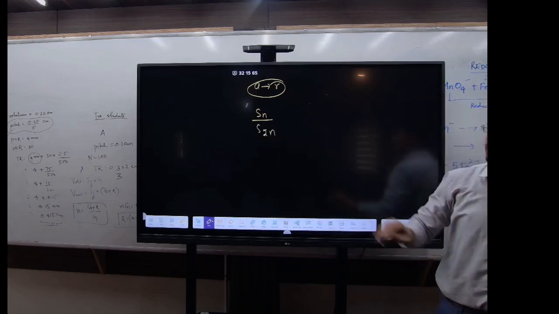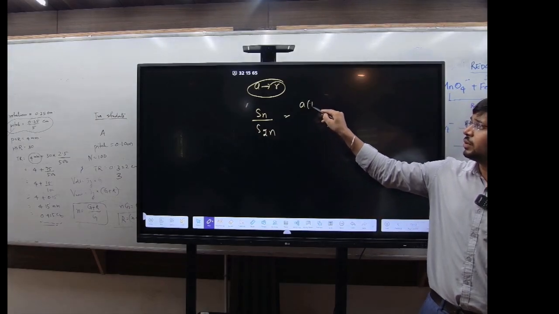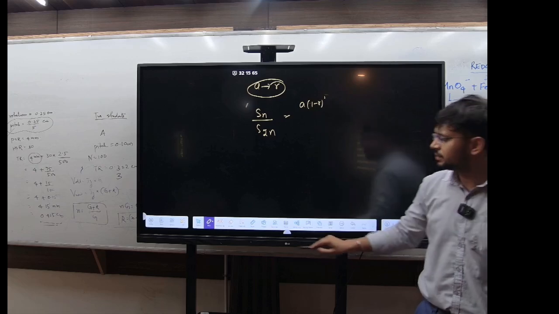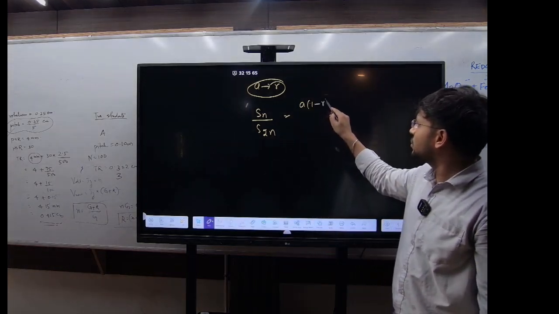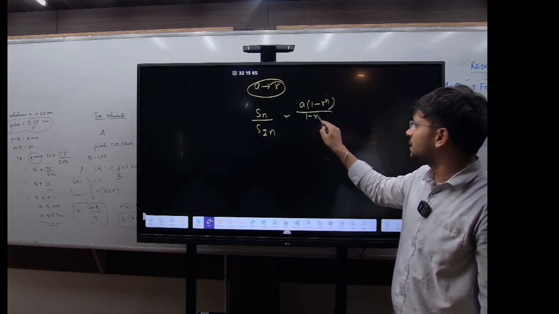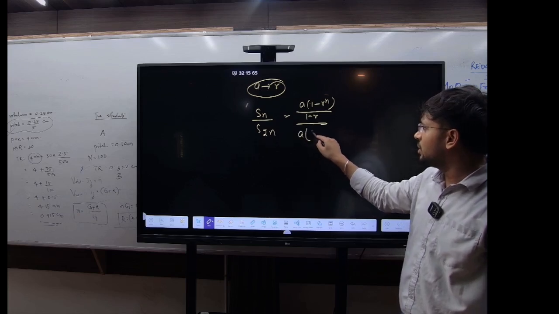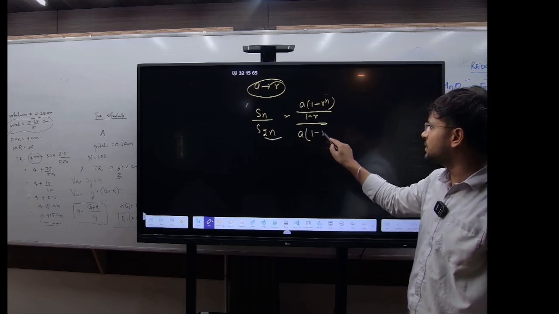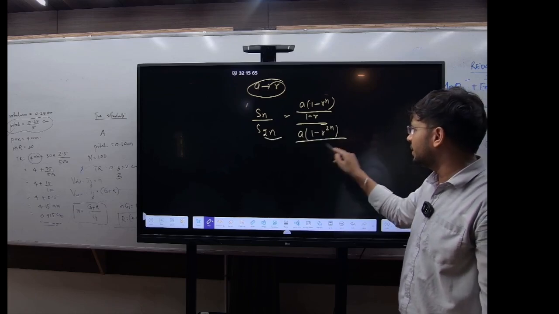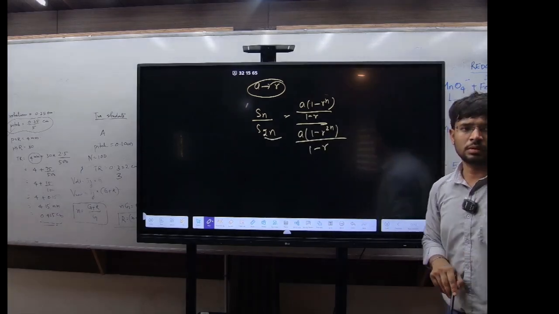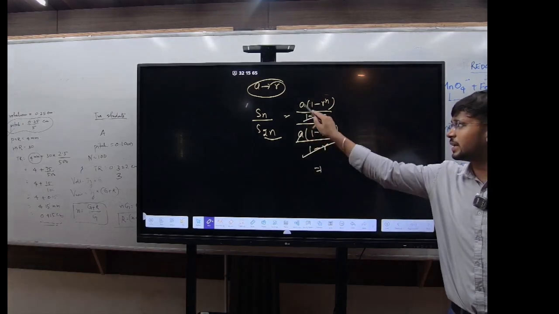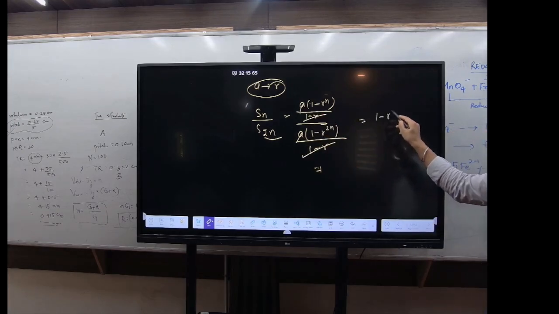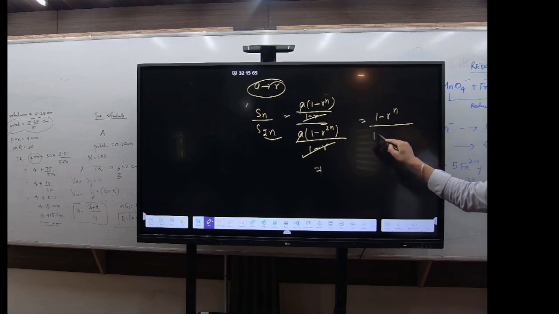What is the formula of the sum of n terms? A into 1 minus r to the power n divided by 1 minus r. And what will this be? A into, here 2n terms are there, so 1 minus r to the power 2n divided by 1 minus r. As you can see, if you cross multiply, this will get cancelled, this will get cancelled. So what will be left? 1 minus r to the power n divided by 1 minus r to the power 2n. Can I write it like this?